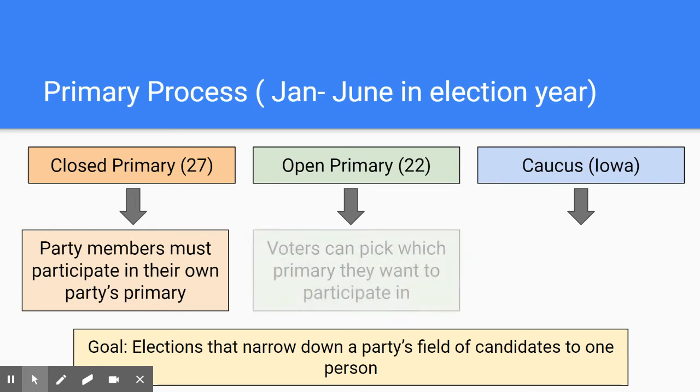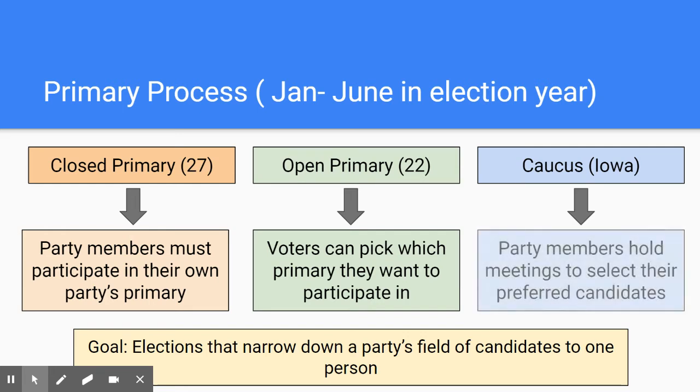22 states have what's called an open primary system. Voters can pick whatever primary they want to participate in, regardless of their political affiliation. So Democrats could vote in the Republican primary, but then they wouldn't be able to vote in the Democratic primary. And Republicans could vote in their own primary, but then couldn't vote in the Democratic primary. You just pick a primary, regardless of your political affiliation, and vote in that party's primary. Independents can choose to participate in this process.